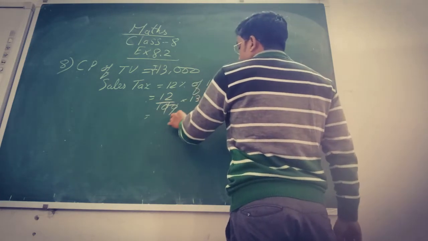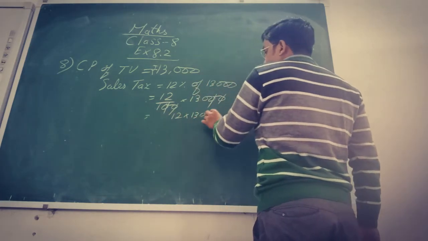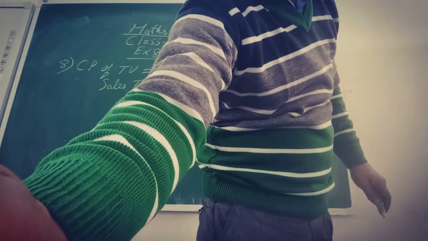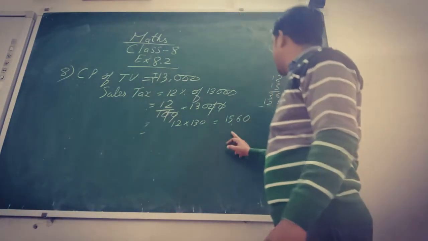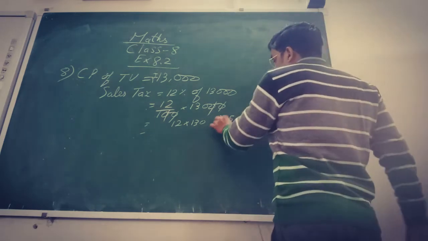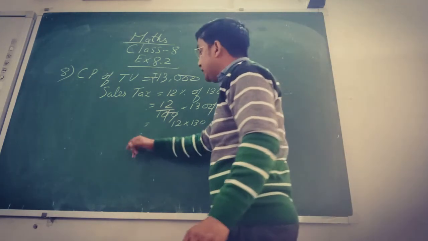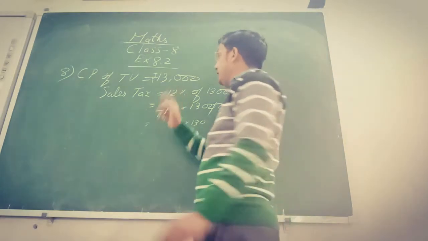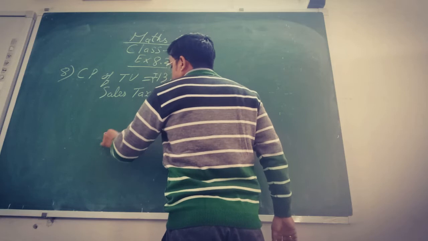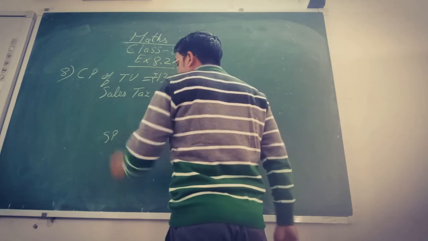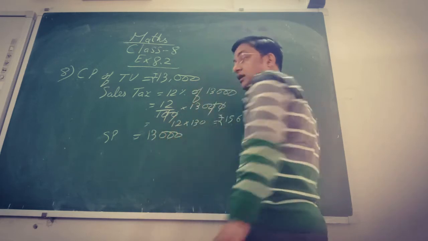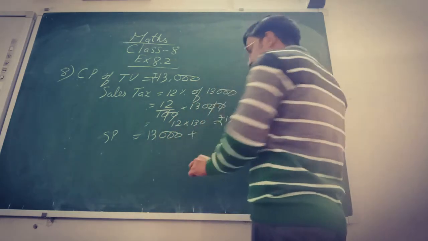Now it is 12 multiplied by 150. So it will be, now the sales tax is 1,560. Now if Vinod is taking this TV, he has to pay, that is the selling price is equal to this 13,000 plus this tax.